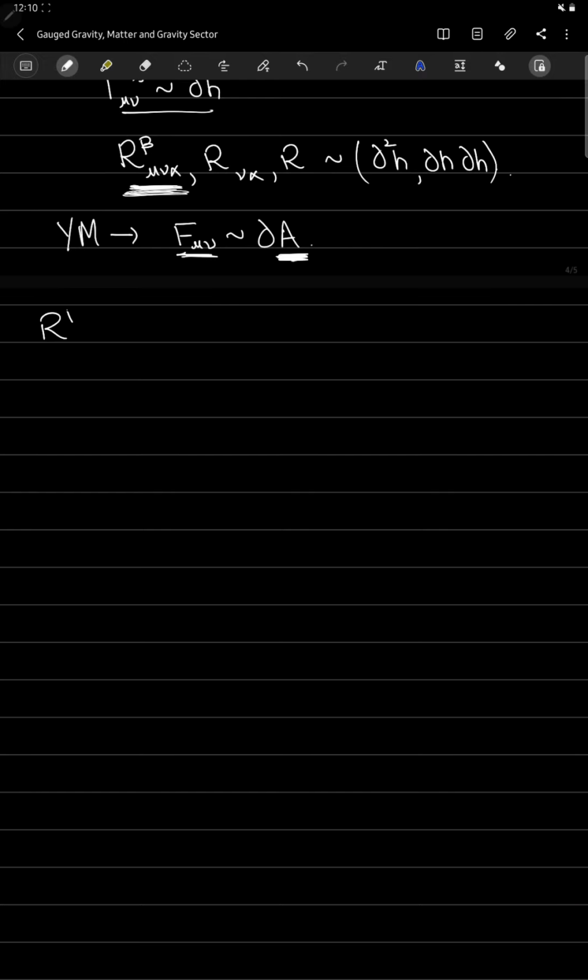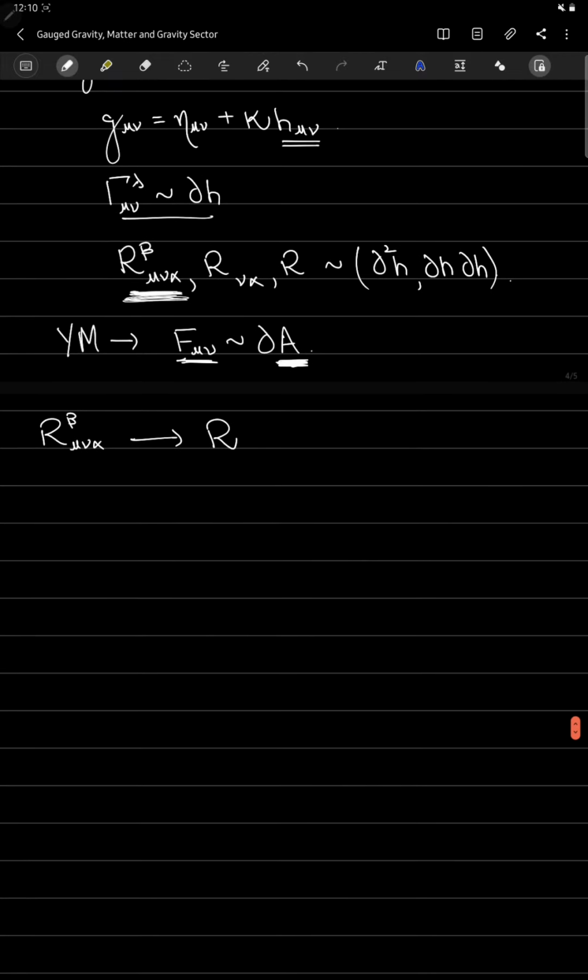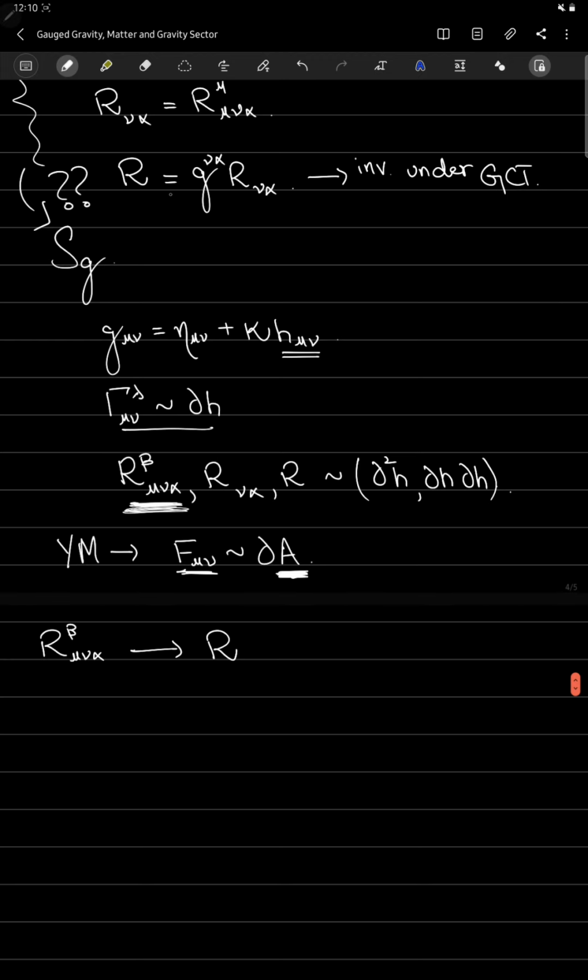So this tensor R_{βμν}^α allows us to build a curvature scalar, which is R, right? And we wrote an expression for R over here. So you can clearly see how it allows you to build this scalar curvature.